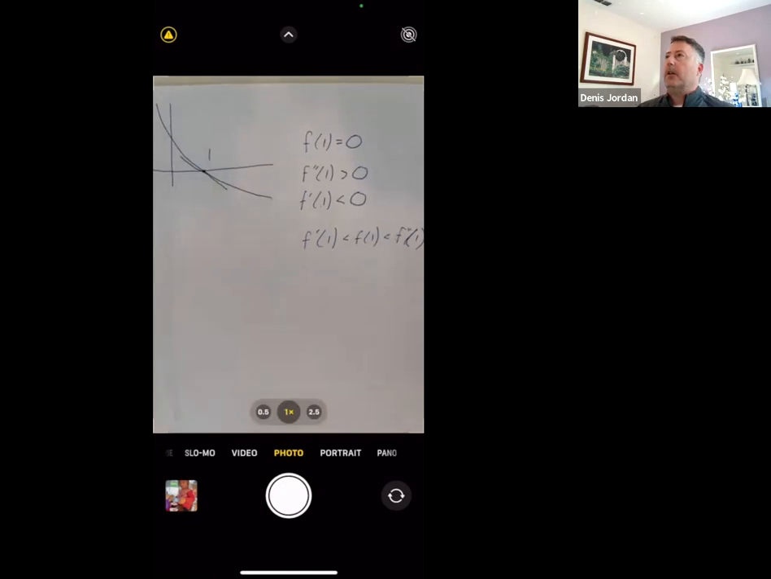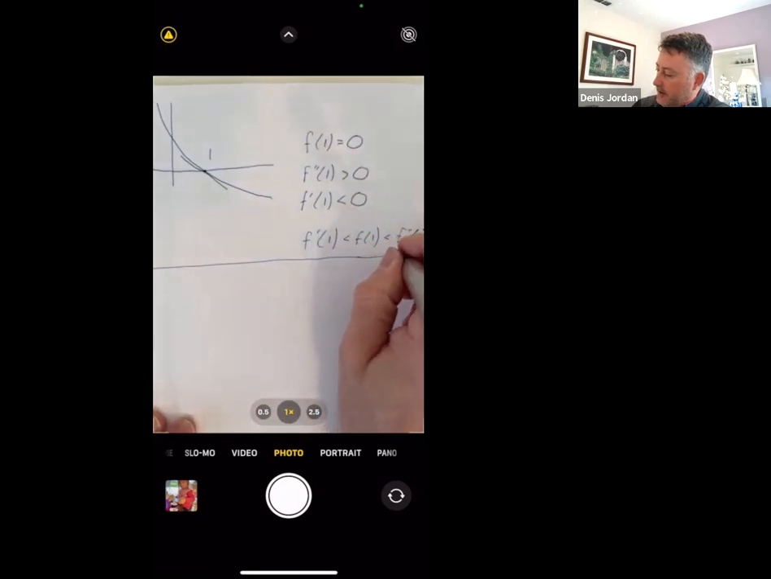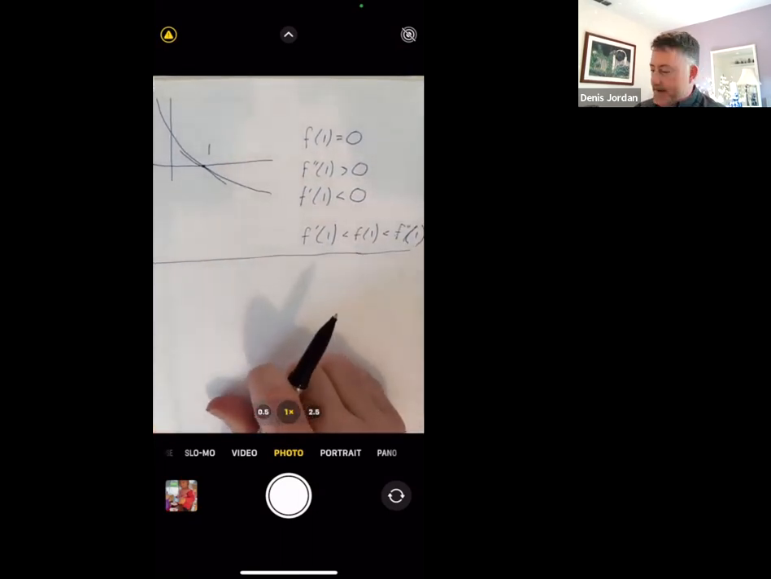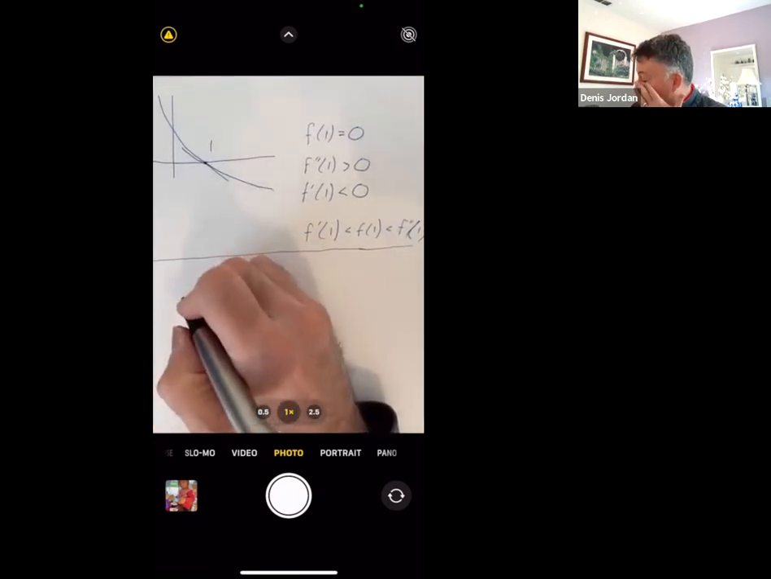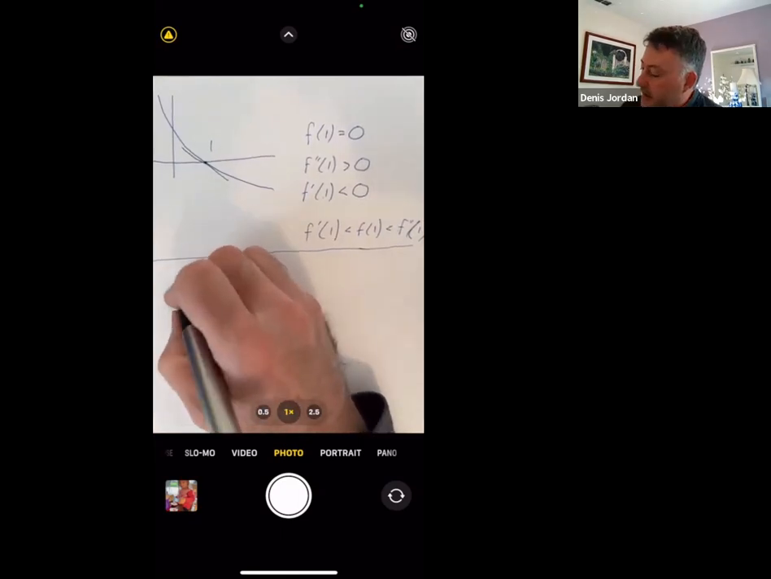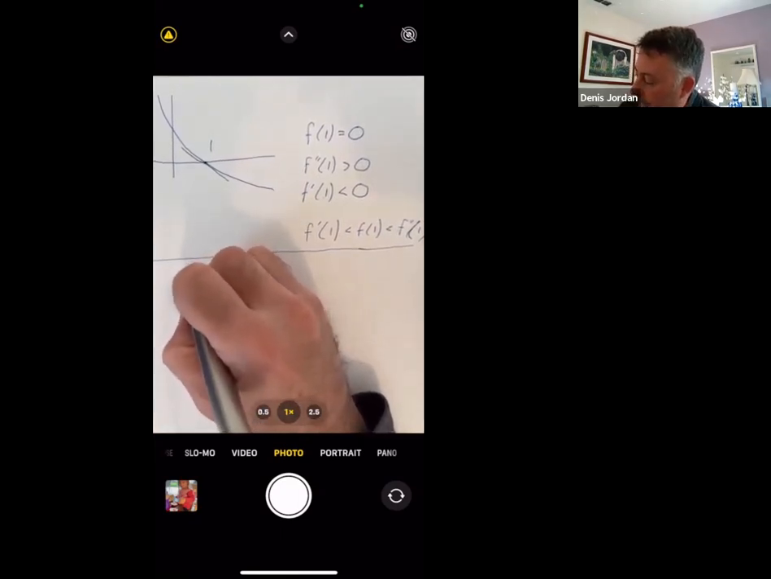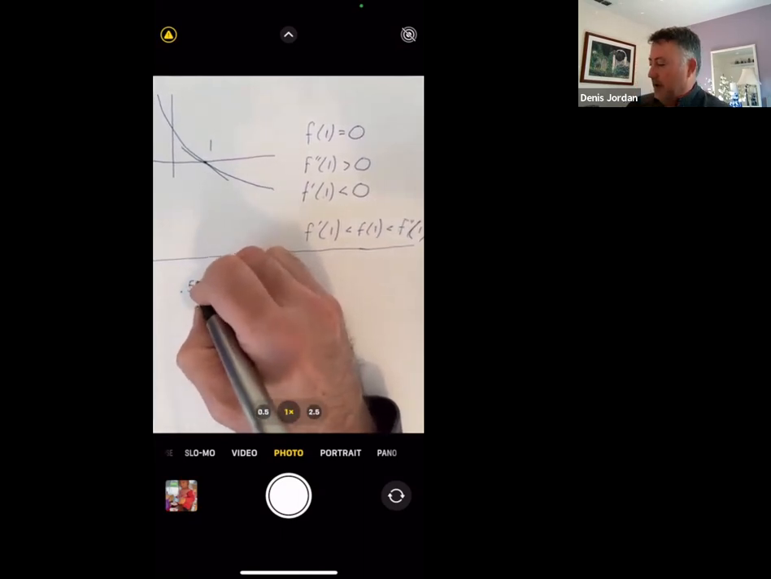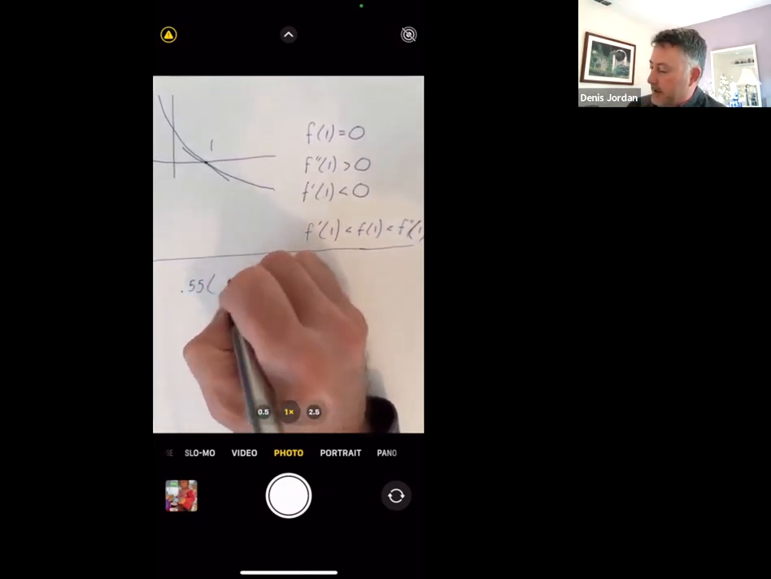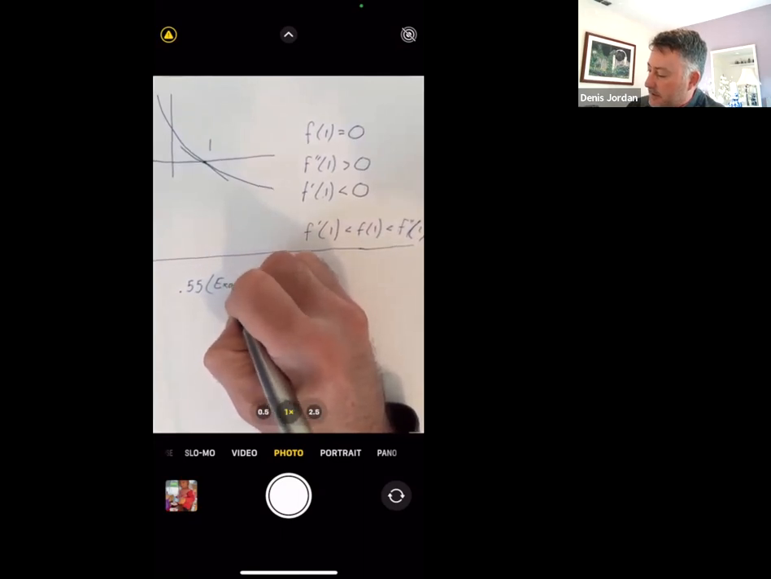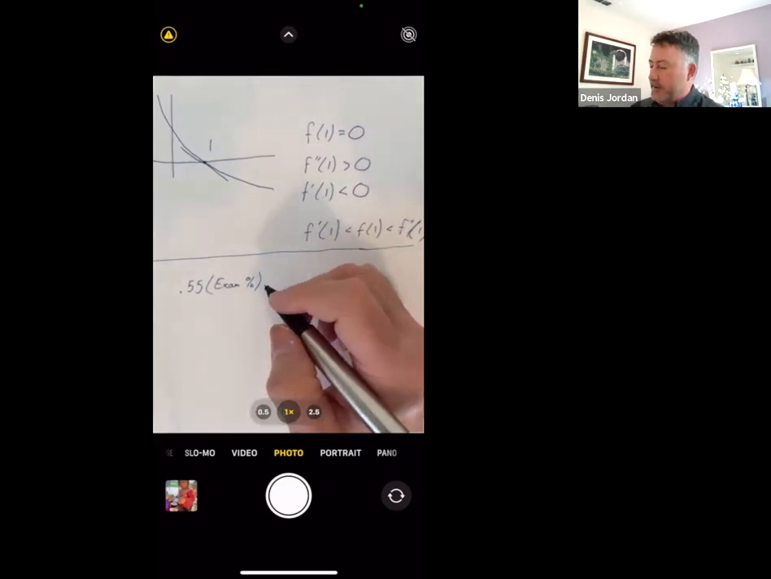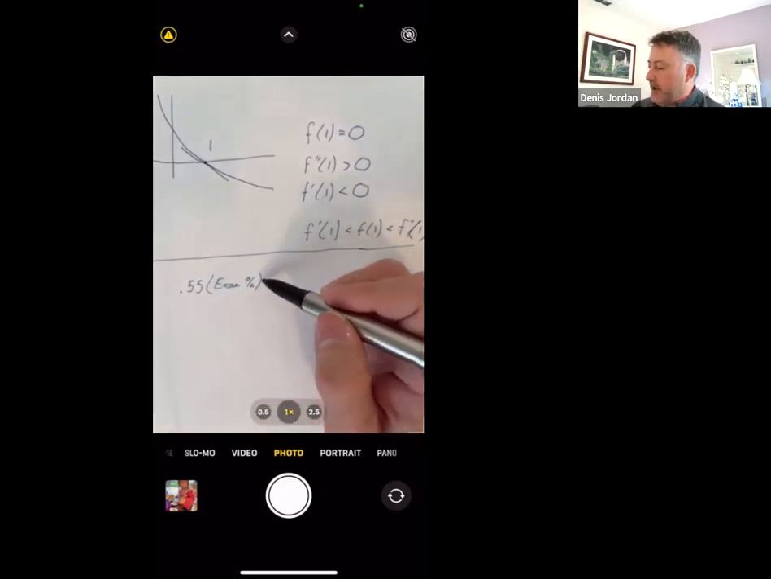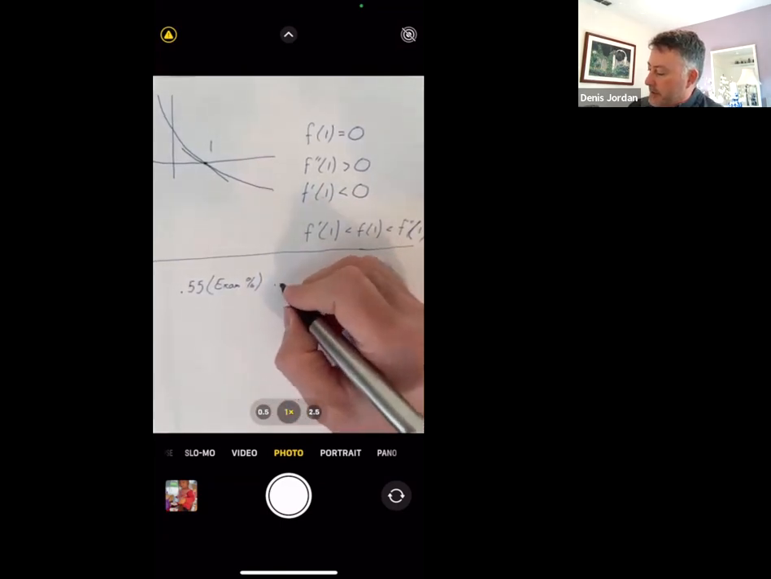You can also use, if you want to do it the long way, so it'd be like 0.55 of your exam's percentage. Because I think it breaks it down for me, so I'm assuming it breaks it down for you guys too. It shows your exam percentage. It shows your quiz percentage.